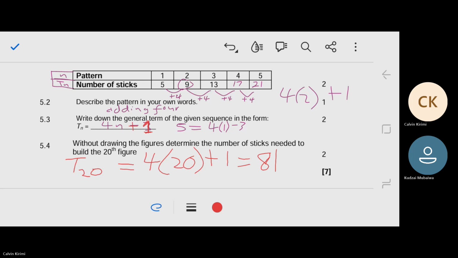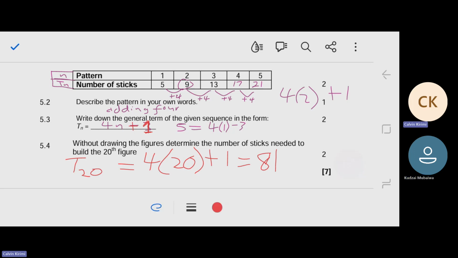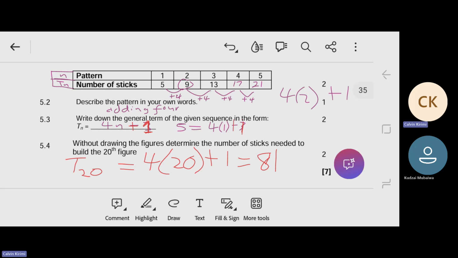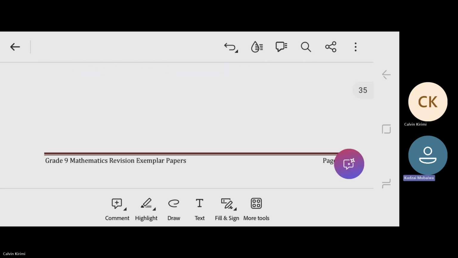81. So you must not make a mistake. These are easy marks just to score. So avoid mistakes whereby you are subtracting 3 instead of adding 1. Check your rule to see if it's working for all terms before you finalize it. Yes, sir.